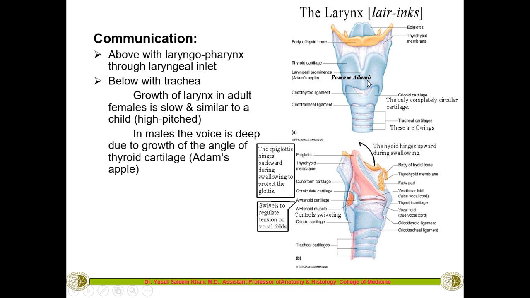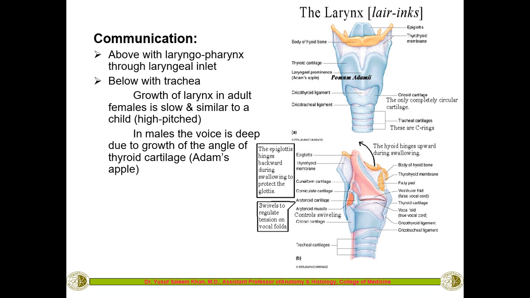So they meet in the center, in the midline, and they make an angulation which will be much deeper and more angulated. That's why you can see the angulation in males as the Adam's apple. So if you look here at the larynx, there is a structure which moves when you swallow. It will be much more prominent in males, as well as in thin males.